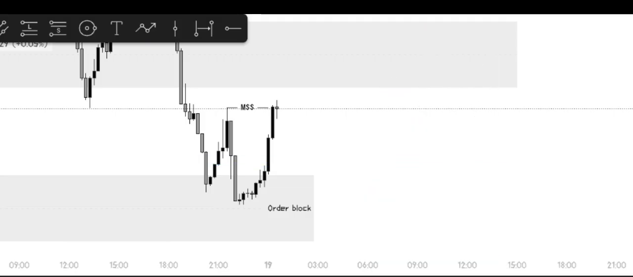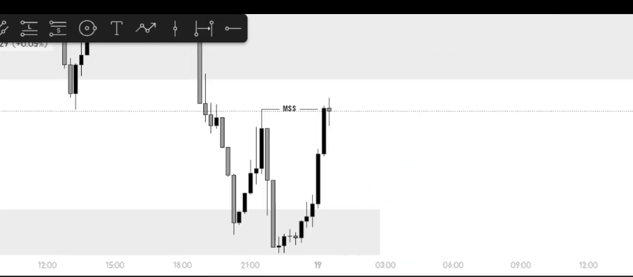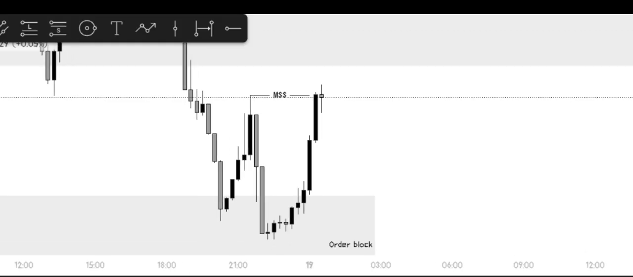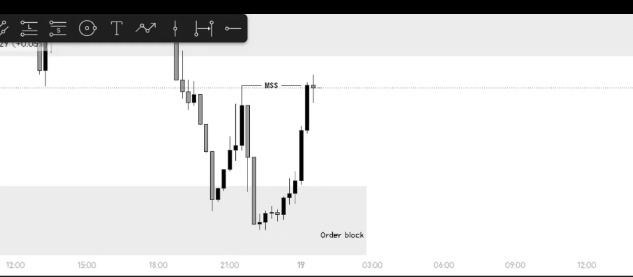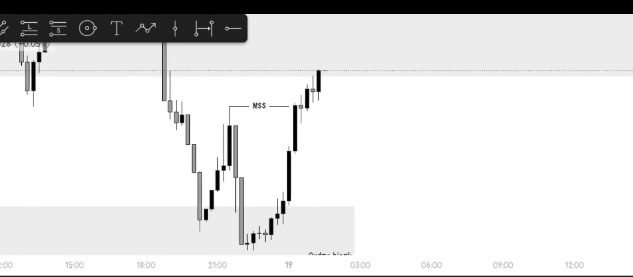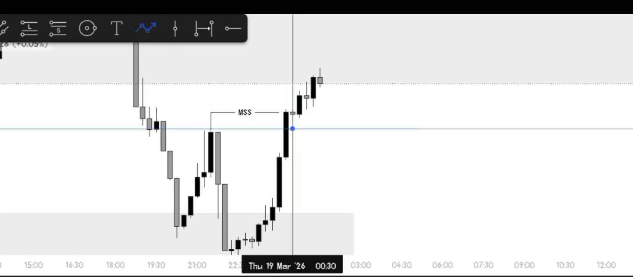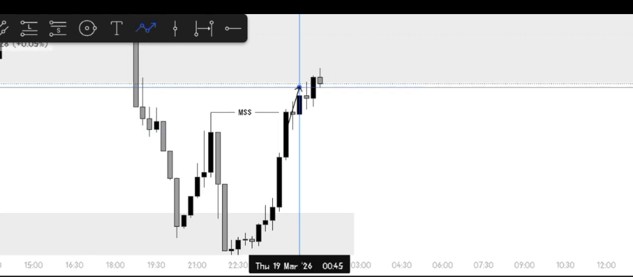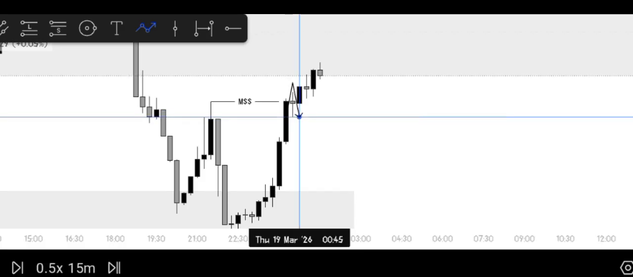Now let's watch if price gives me the same thing. What do we see? You can see price has given me my change of character, so I'm waiting for price to give me an inducement before I enter the trade. Okay, what do you see? After price gives me a break of structure, you can see the inducement. You can clearly see the inducement.